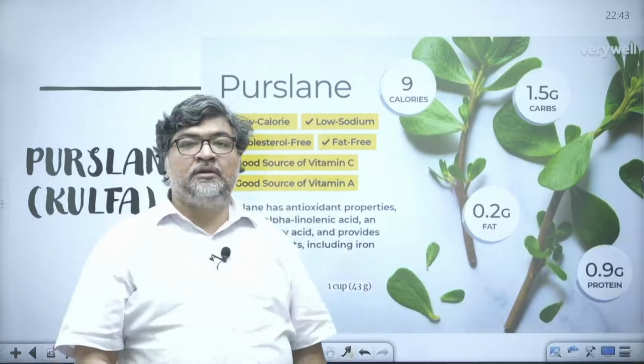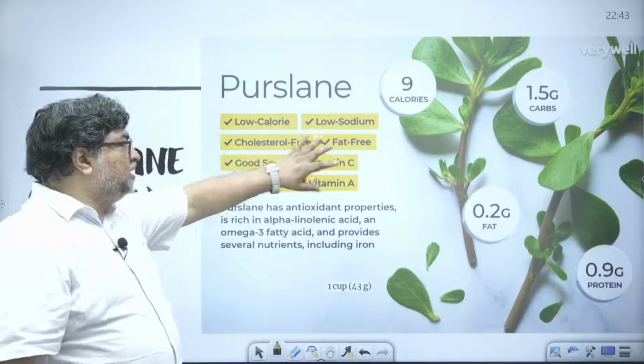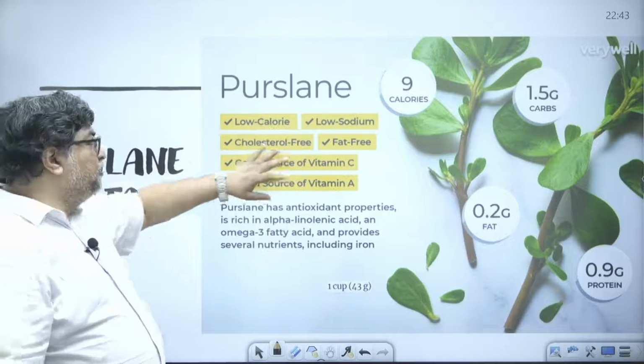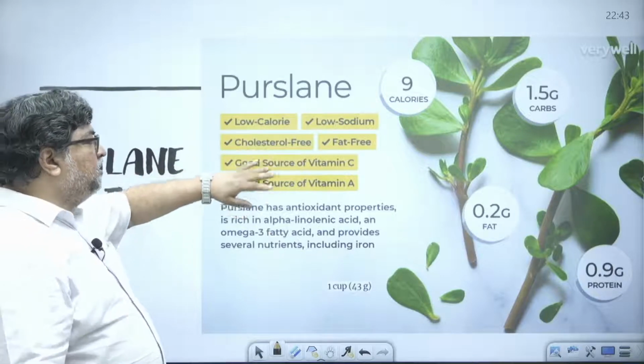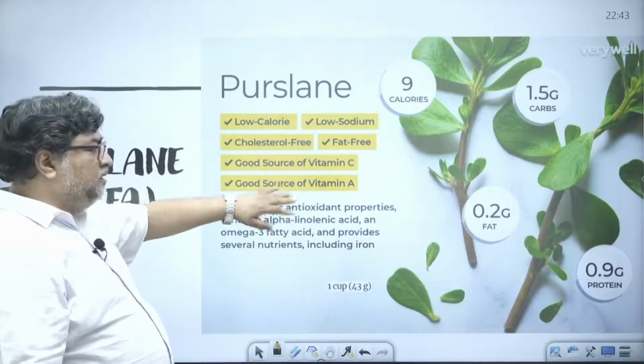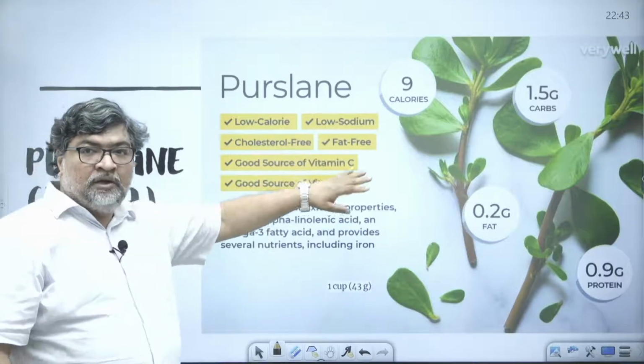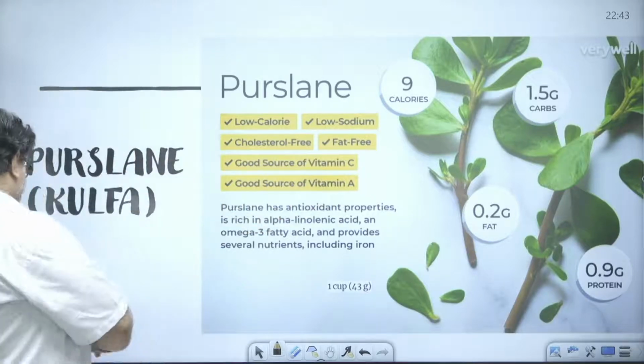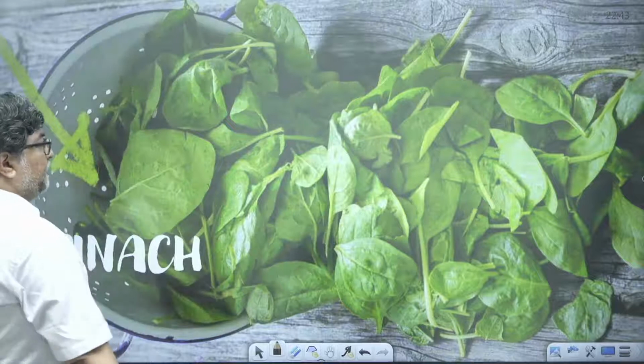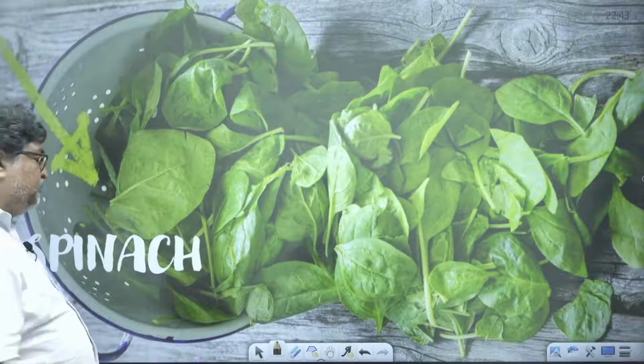Purslane or kulfa is a nutritious food, low calorie, low sodium, cholesterol free, fat free, a source of vitamin C and vitamin A. That is the kulfa, purslane, right? It contains omega-3 acid, and spinach is used as roughage. So there the answer is 1, 3, and 4.